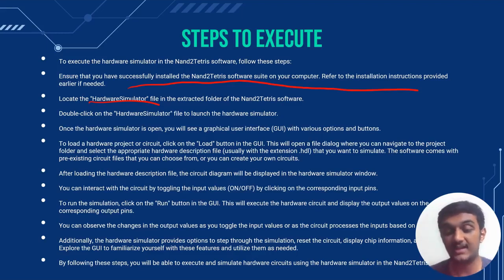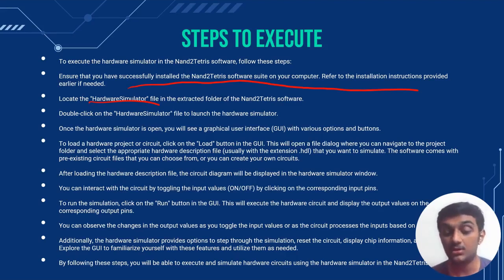as AND gate, OR gate, or pre-existing files which will be stored in this folder itself, which you will have access to. And for our project, since it's project 1, it will be present in the project 1 folder of the extracted NAND2TETRIS file. Then after loading the hardware description file, we also have to load the script, that is the VHDL code, which I have explained in the PPT right now as well, so that we'll get the outputs or the truth table that we seek based on the logic gates that we opt. To run the simulation, click on the run button in the GUI.